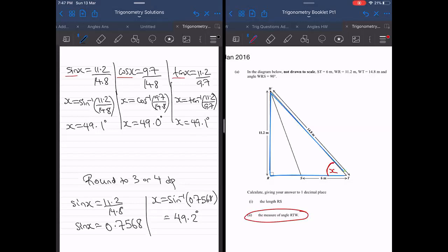Yes, guys, please do not mix up the SOHCAHTOA. It is the foundation of these types of questions. If you mess it up, you mess up the entire question.